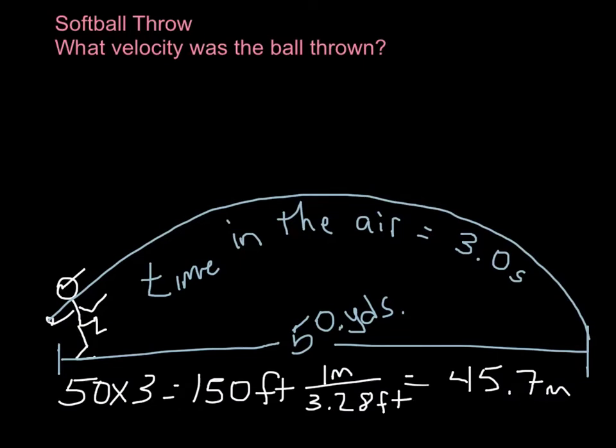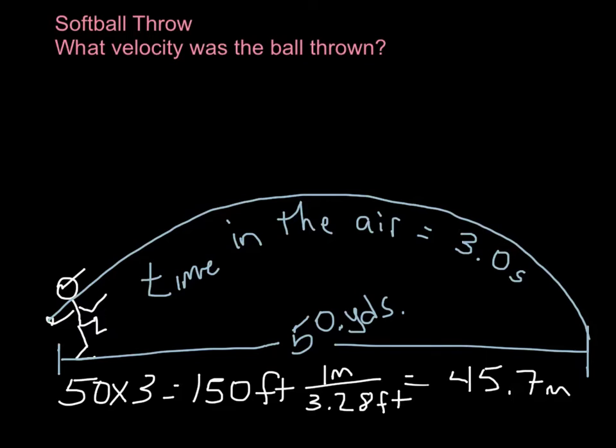So I took 50 yards times 3, giving me 150 feet. Then I just use a conversion of 3.28 feet per meter, and I get 45.7 meters. We'll do 2 sig figs at the end of this problem. Okay, so here's what I know. It landed 45.7 meters away, took 3 seconds to get there.